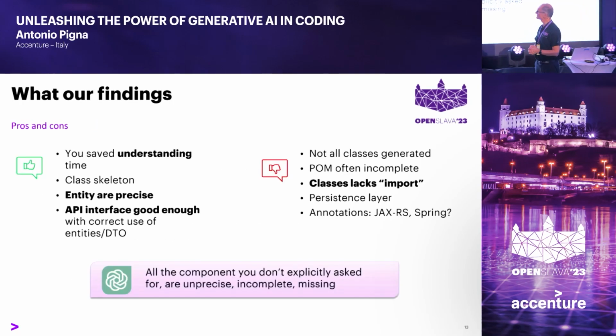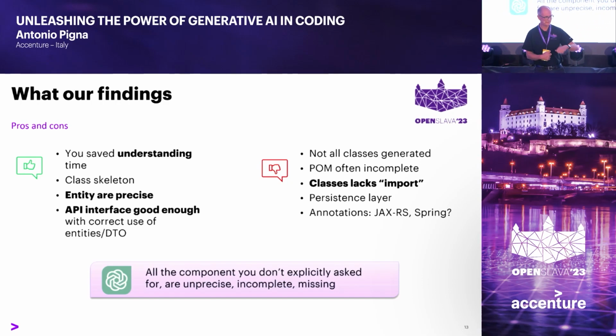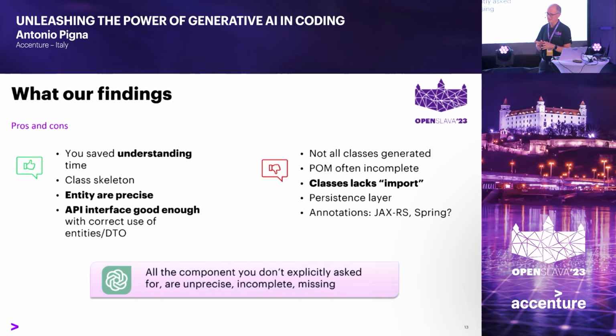What are our findings? First, it's important: you save understanding time. We didn't have to understand the trash that she writes. The second one: the skeleton is already done. You don't have to push your brain to understand what the skeleton of the code is, what the API interface is, what the information and beans are that you have to put into your API interface. So it's fantastic. And what is lacking?